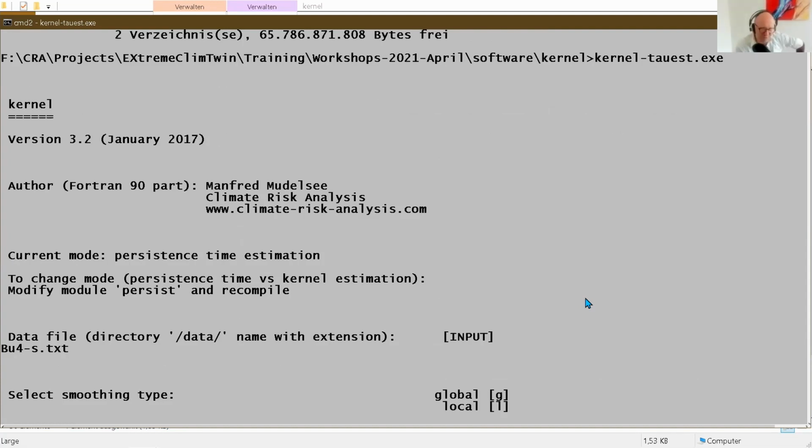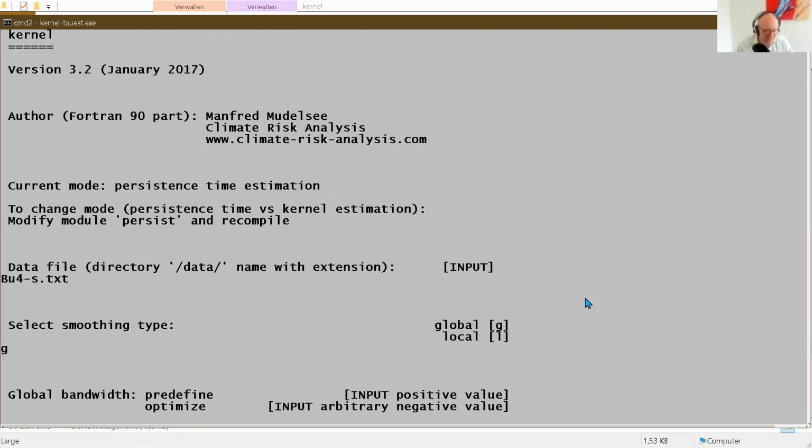The software is more powerful than I could explain here. It can also do what is called local smoothing. That means a time-dependent bandwidth. That would lead us too far here. So let us proceed with global smoothing, constant bandwidth, G, enter.